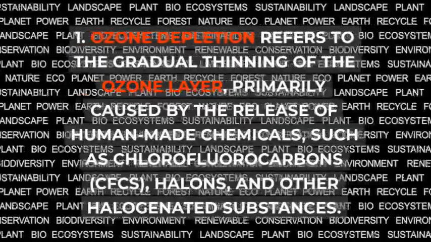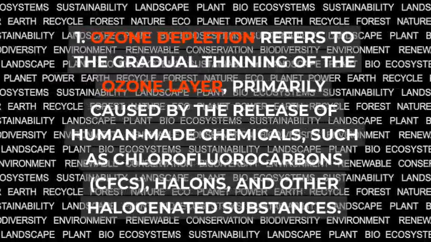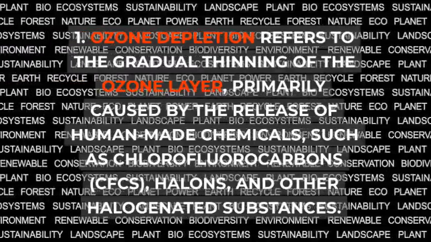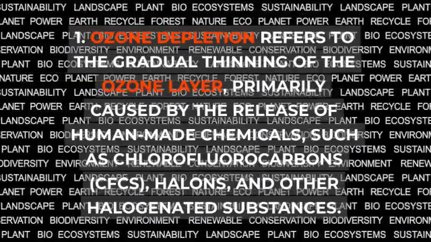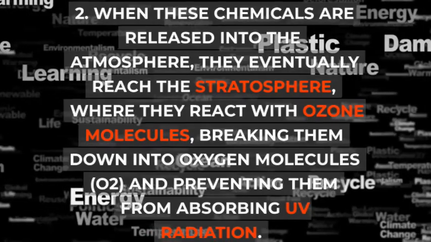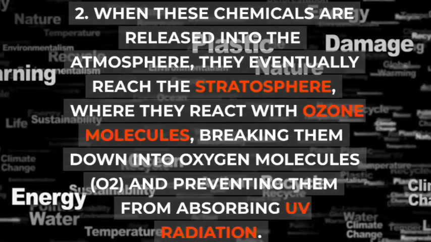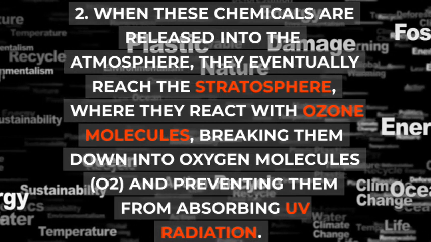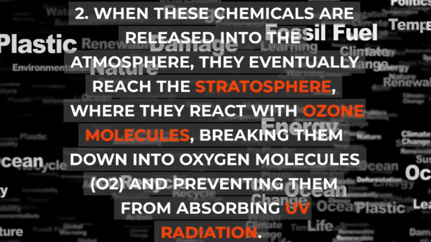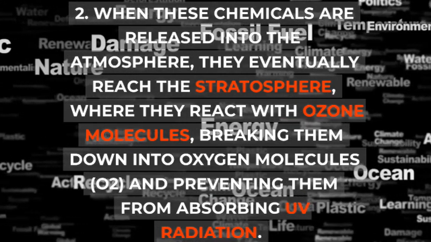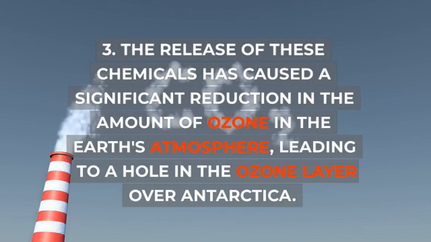Depletion of the ozone layer. 1. Ozone depletion refers to the gradual thinning of the ozone layer, primarily caused by the release of human-made chemicals, such as chlorofluorocarbons, CFCs, halogens, and other halogenated substances. 2. When these chemicals are released into the atmosphere, they eventually reach the stratosphere, where they react with ozone molecules, breaking them down into oxygen molecules, O2, and preventing them from absorbing UV radiation. 3. The release of these chemicals has caused a significant reduction in the amount of ozone in the Earth's atmosphere, leading to a hole in the ozone layer over Antarctica.